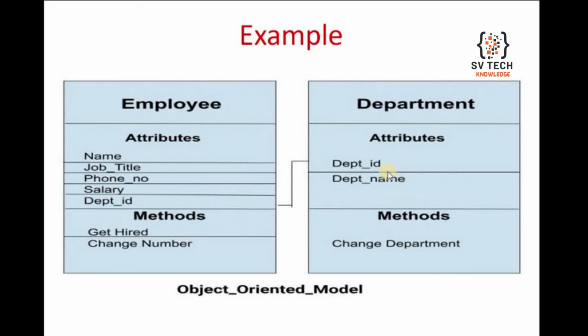Department also has department ID and department name as the attributes. Change department is the method. Here the combination of attributes, data and relations is known as the object oriented model.